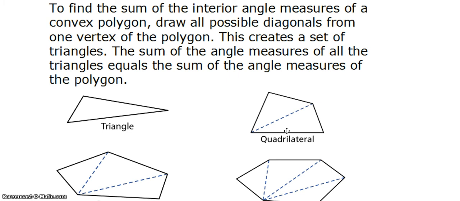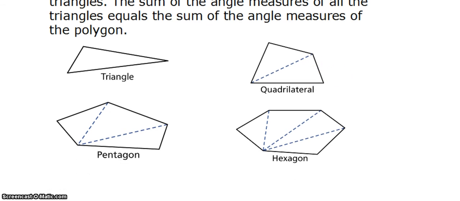If you would like to find the sum of the interior angle measures, you just need to draw all possible triangles from one vertex of the polygon. This would create a set of triangles, the sum of which equals the sum of the angle measures of the entire polygon. So we know that the triangle sum theorem tells us there are 180 degrees in a triangle.